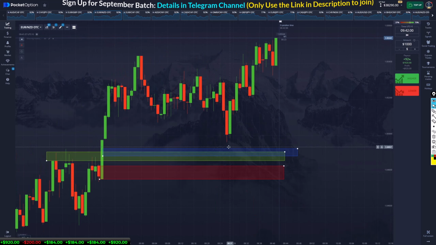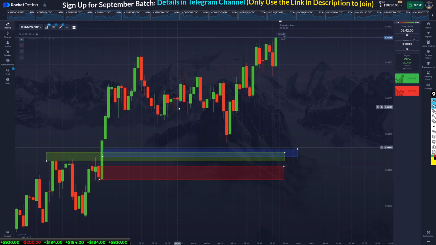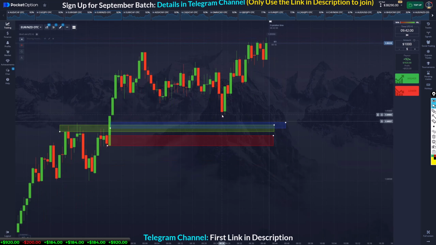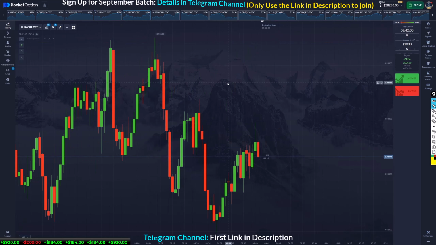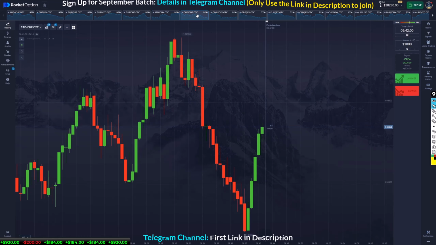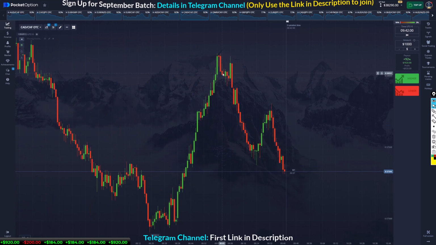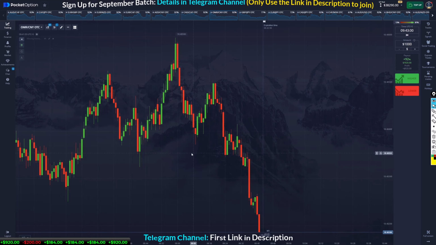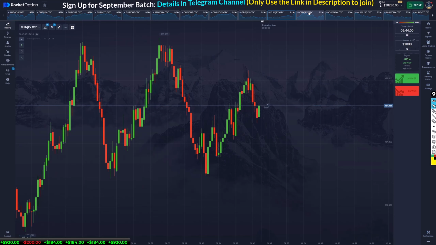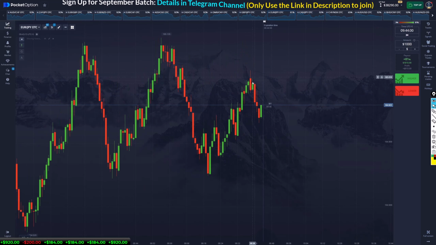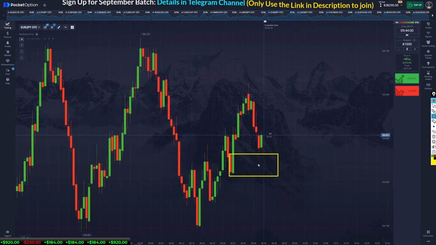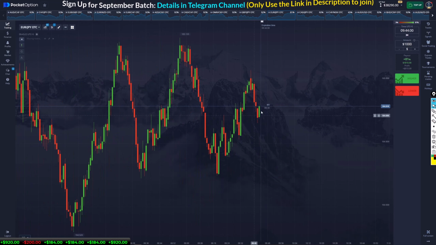Oh, this one's so annoying. It didn't really come down to my entry. This is the one that I marked when I was starting to look for trades in today's session. Oh, this was very nice to take. This was very nice to take. Unfortunately, we missed it.